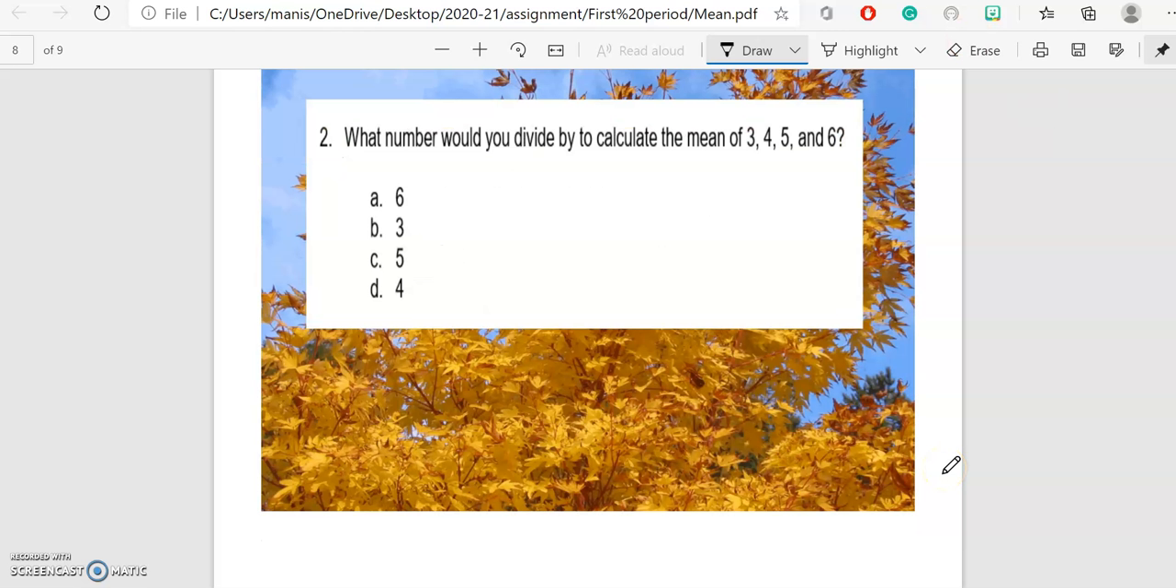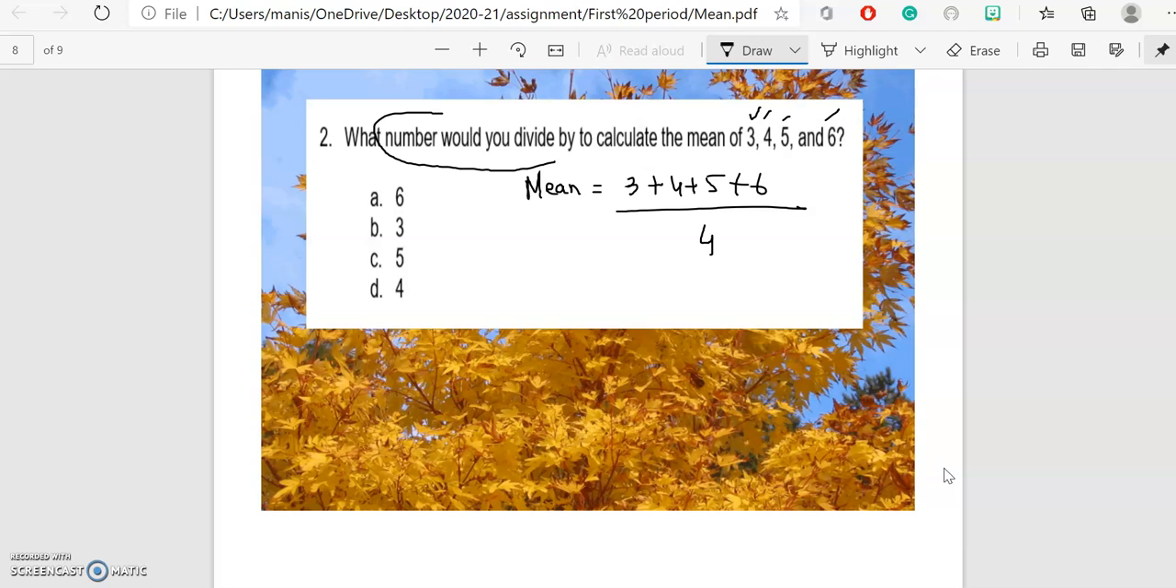Question over here says, what number would you divide by to calculate the mean of 3, 4, 5 and 6? So what is the formula for our mean? Mean is equal to add all the numbers and divide by how many they are. How many are they? 1, 2, 3, 4. Now the question is asking, what number would you divide by? We are dividing by number 4. So my answer is number 4. Option choice D. That is my answer for this question.